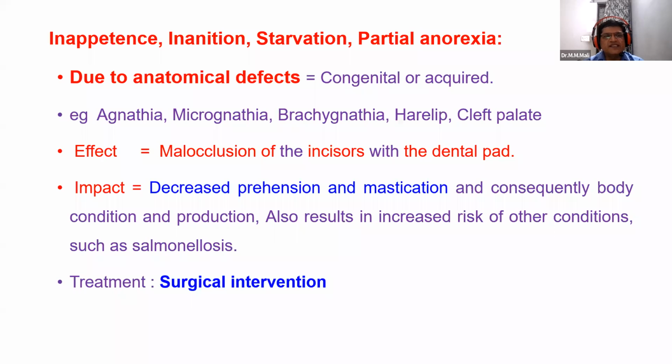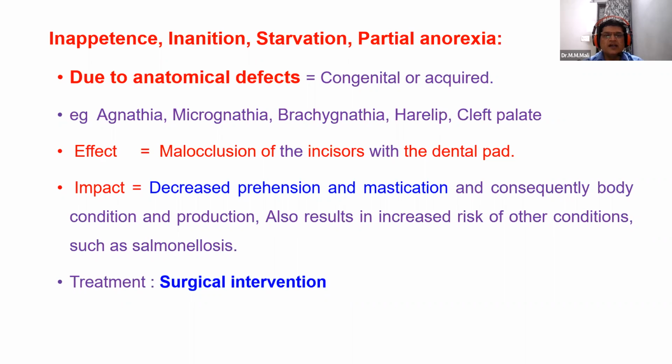And this inappetence may sometimes occur due to some anatomical defects, and these anatomical defects may be either congenital or acquired. For example, agnathia, micrognathia, brachygnathia, hair lip, cleft palate. So these are some congenital or acquired conditions.